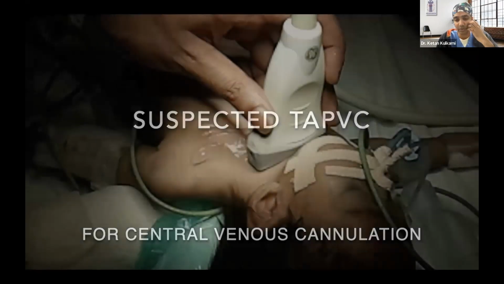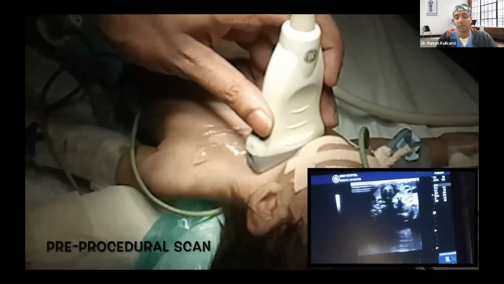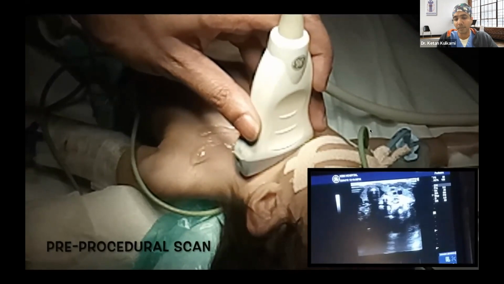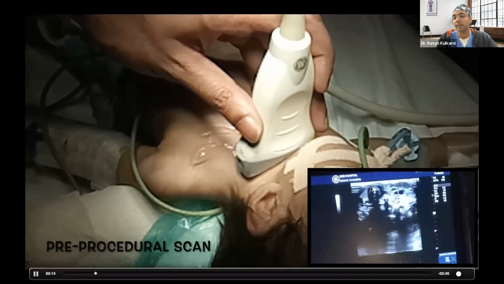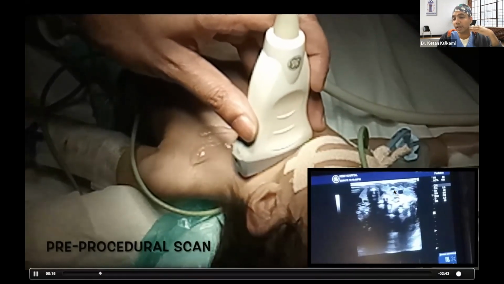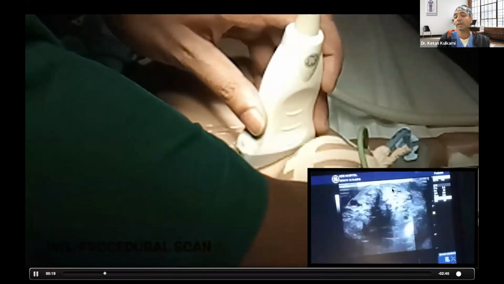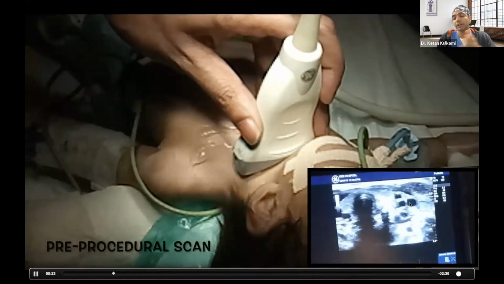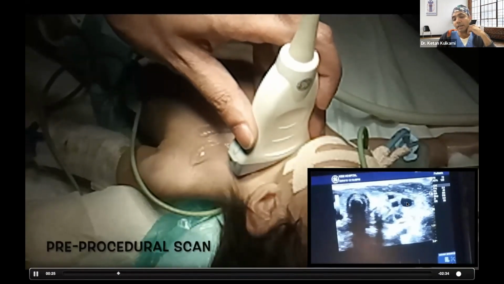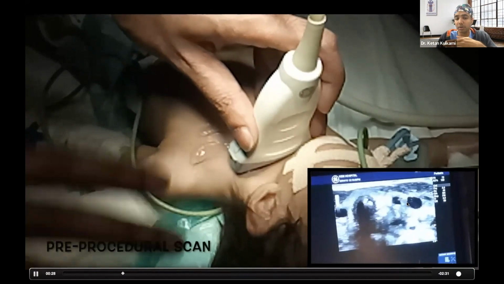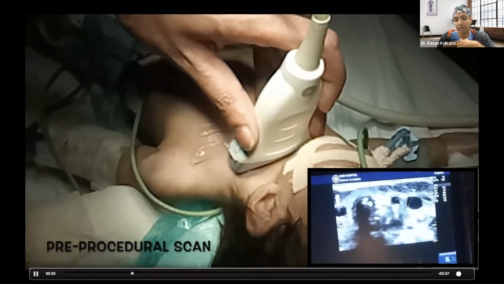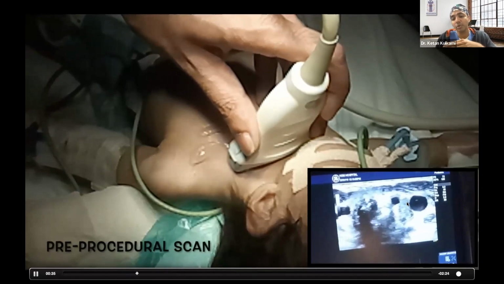Brachiocephalic vein cannulation. It was a case of suspected TAPVC. This is how we do it. Pre-procedural scan. You can see the trachea in the center. Right now we are scanning way up in the neck, so you can see the bifurcated carotid artery. Right next to it is the IJV, on the left side. And then we'll be sliding the probe down. So yeah, we are sliding the probe down.